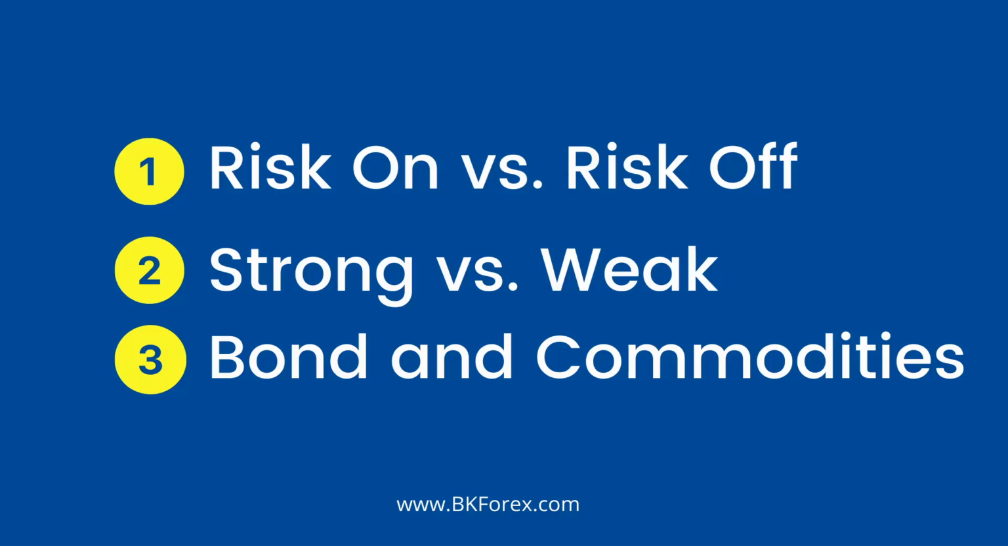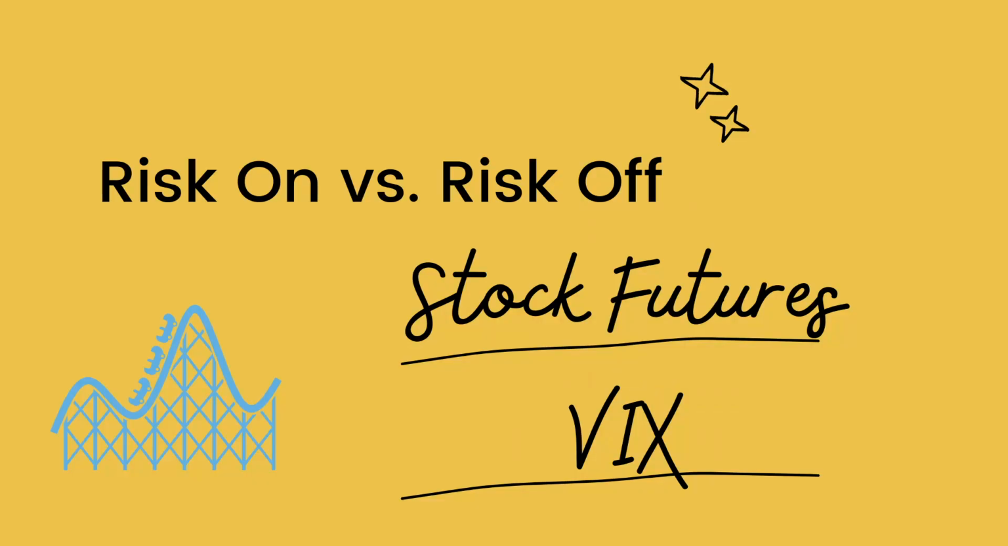Risk on, risk off, which currency is the strongest and which is the weakest, and how bond traders and commodity traders are feeling. Risk on, risk off can be measured in a number of different ways, but I like looking at stock futures and the VIX. Strong versus weak is easy to tell. All you have to do is look at the percentage change.